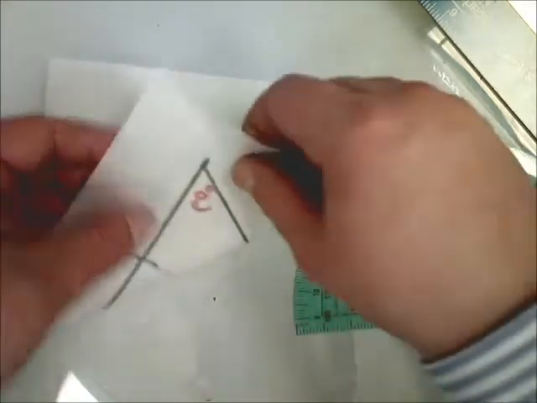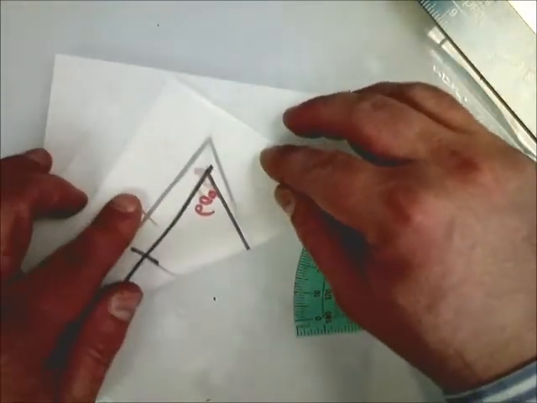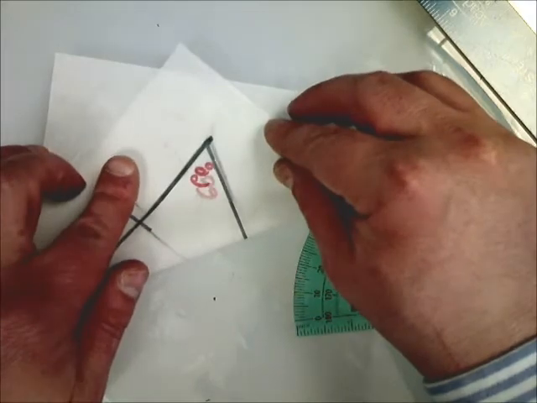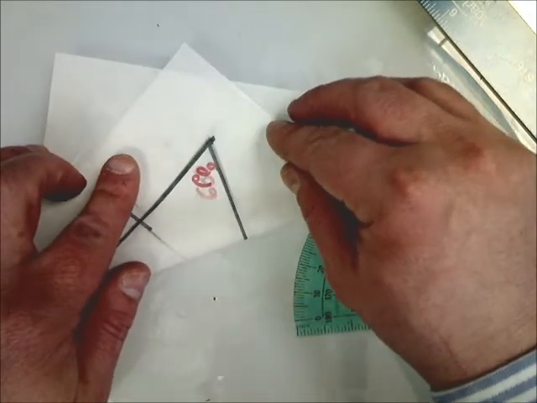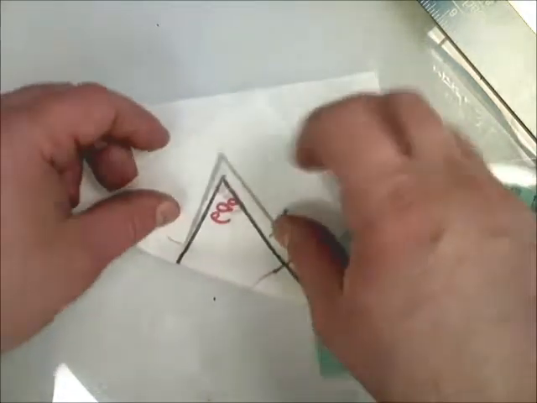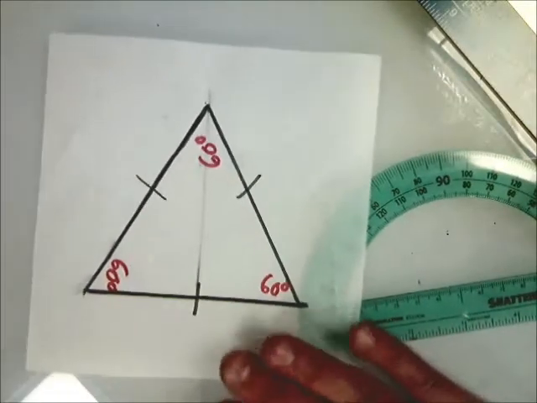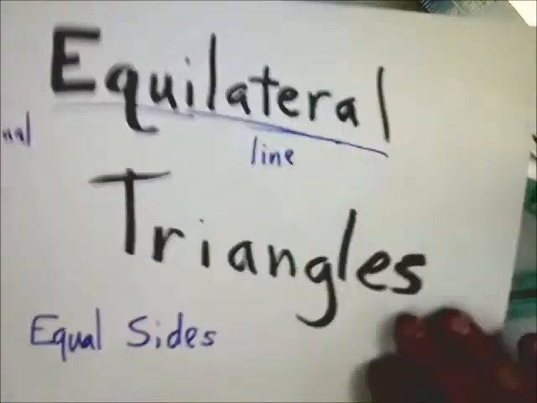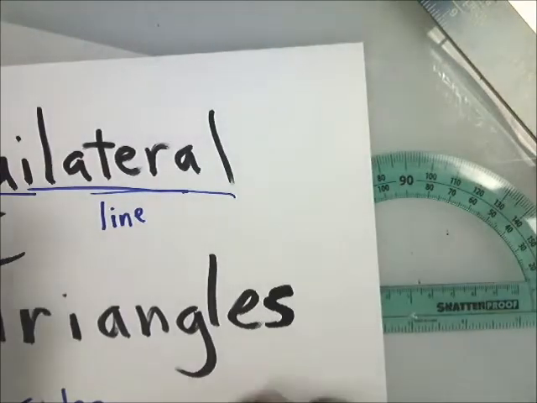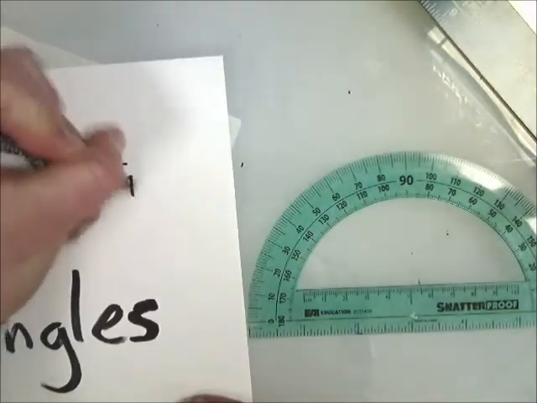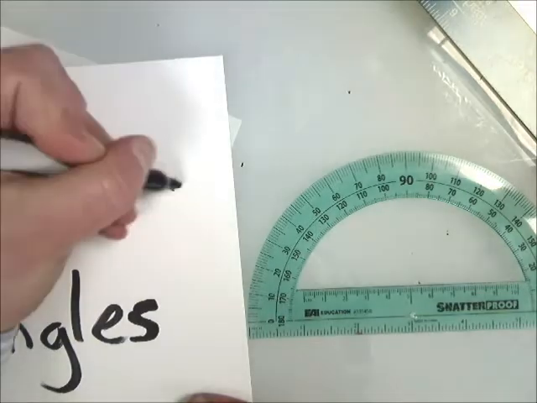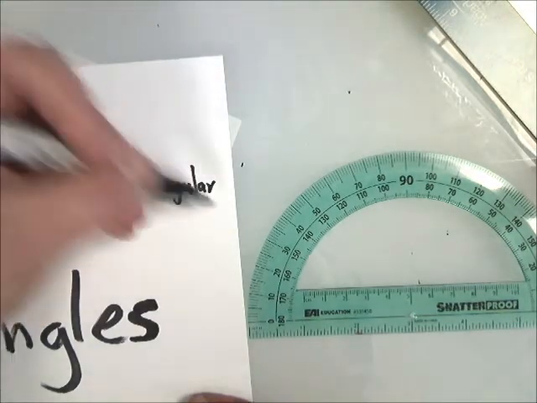If I went up this direction, I don't know how well it shows. Oh, it does show pretty well. So that one's 60 degrees as well. And then here, 60 degrees. So as you can see, if a triangle is equilateral, it is also equiangular, which is to say it has the same value.